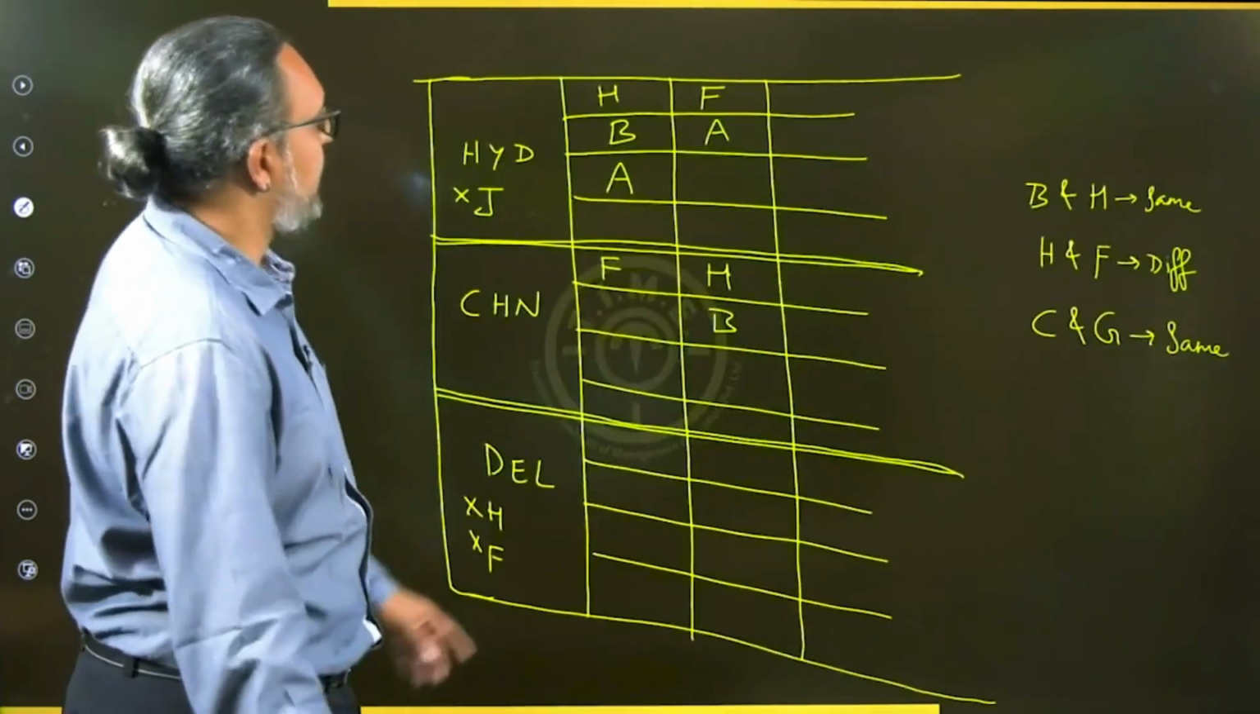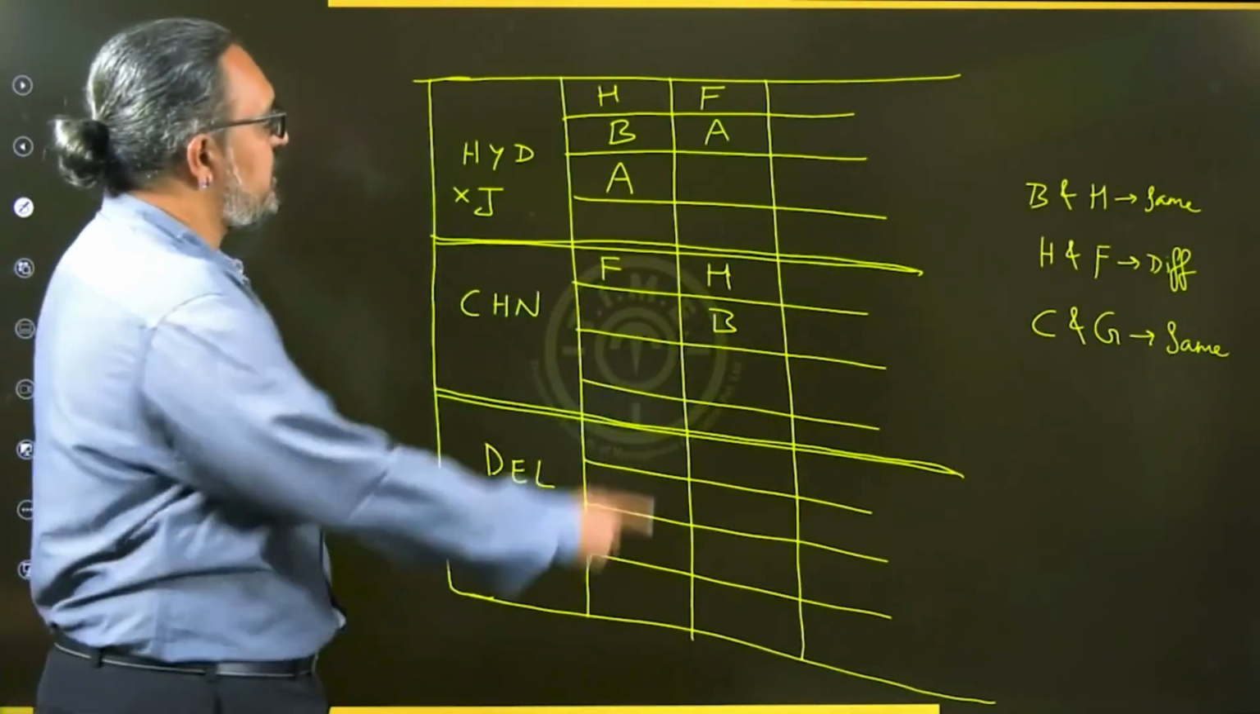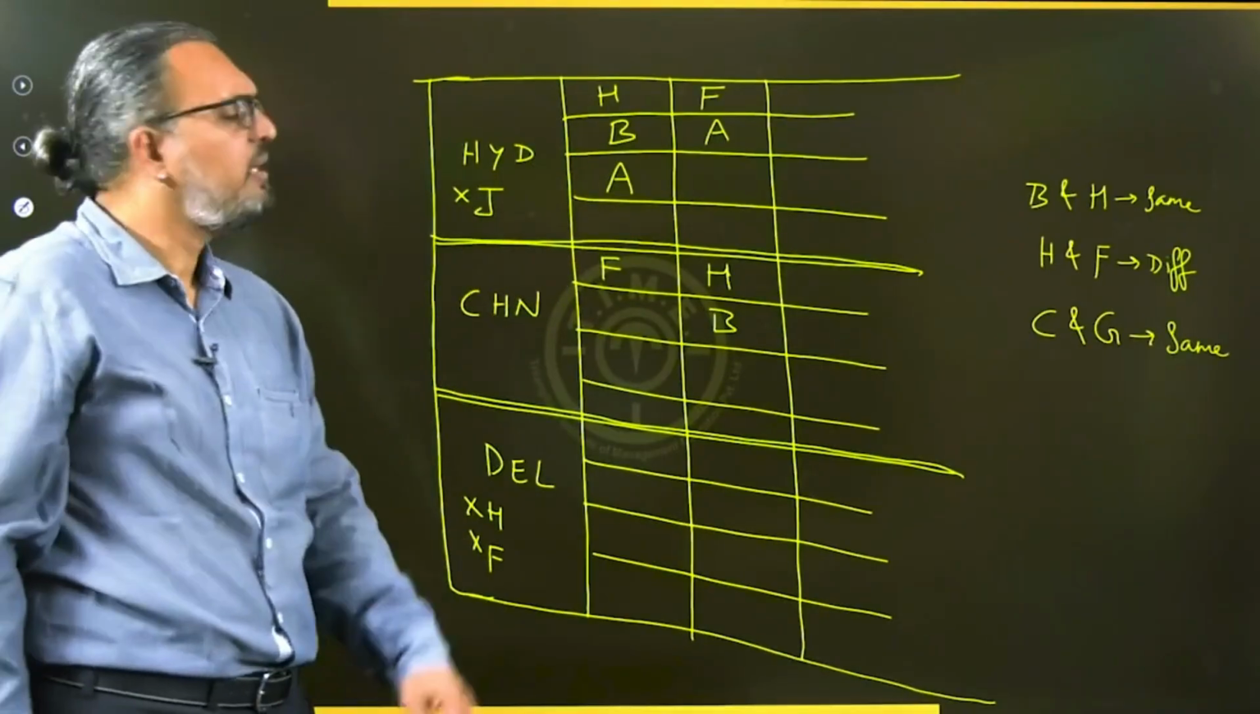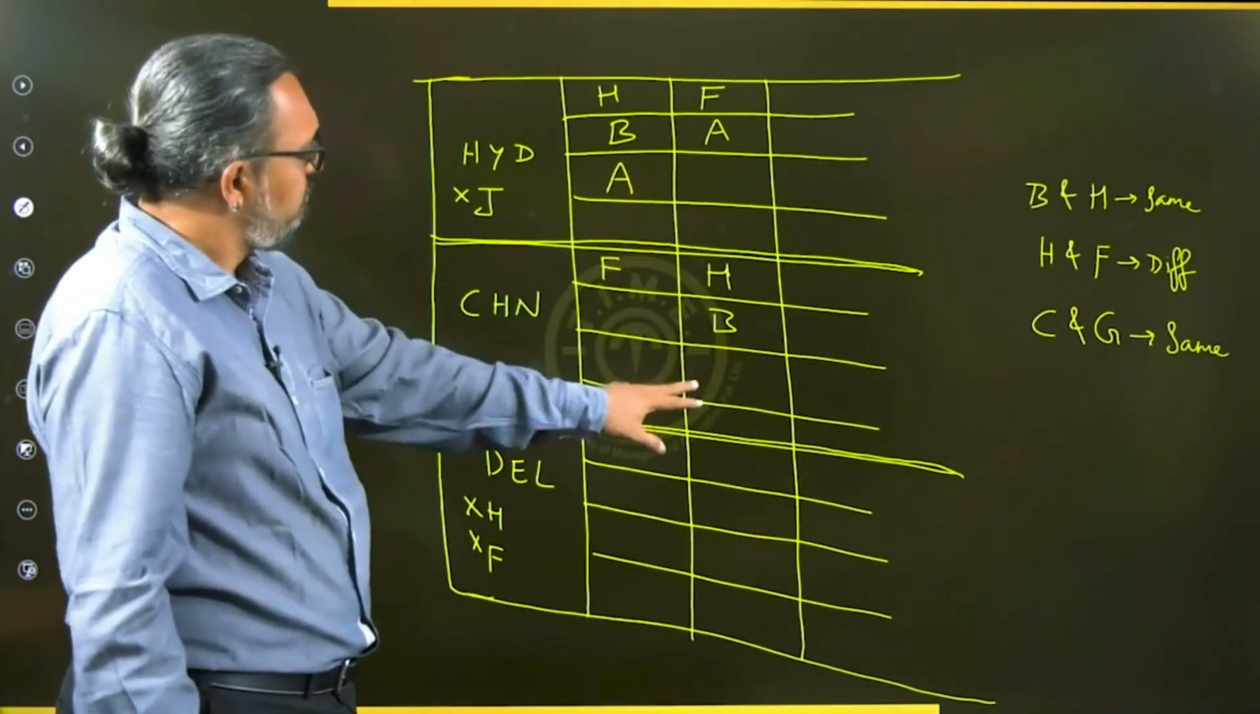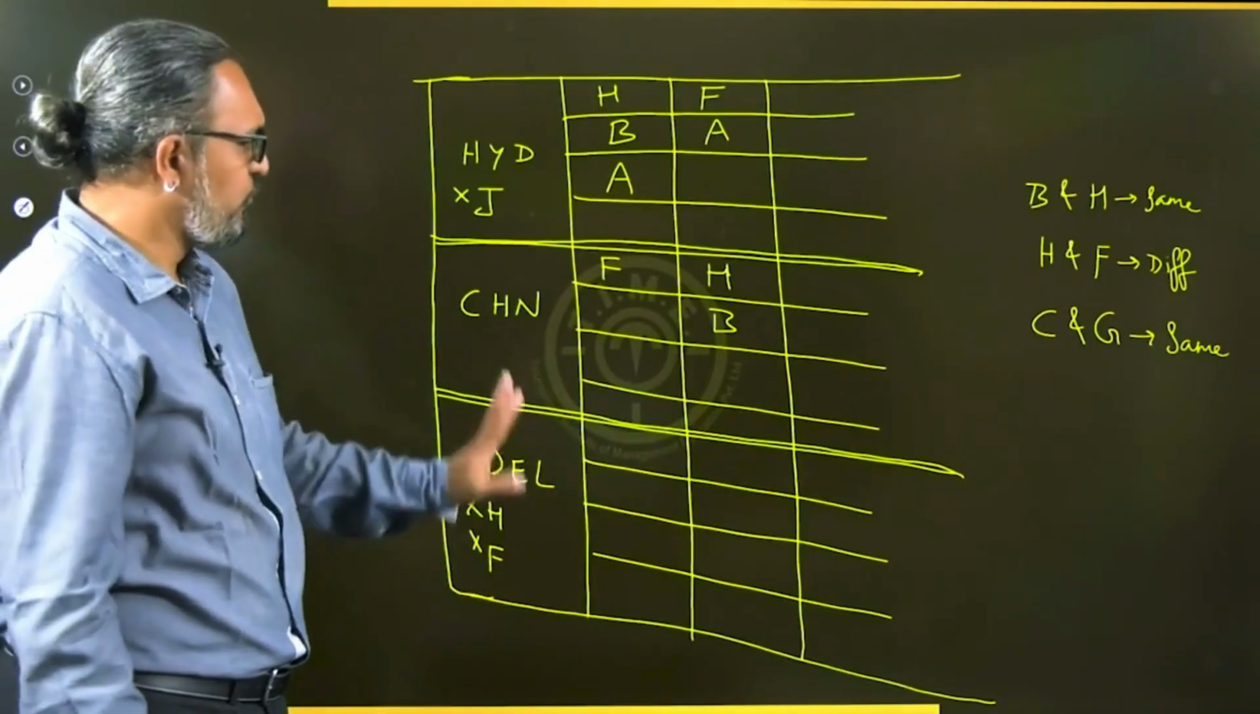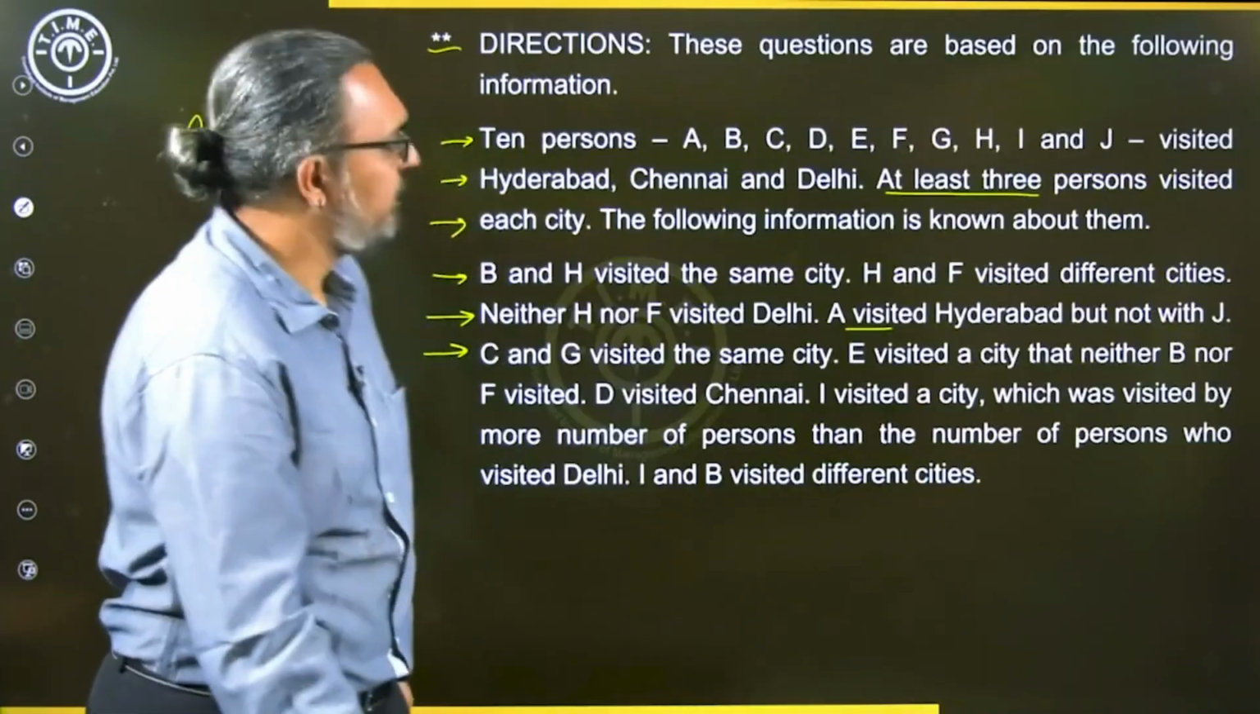You cannot have 5. Got it? So from this, when he said C and G are from the same city, in the first case it can never be Hyderabad, but in the second case you can have them. So for now, let us keep it open. We'll come back to it.